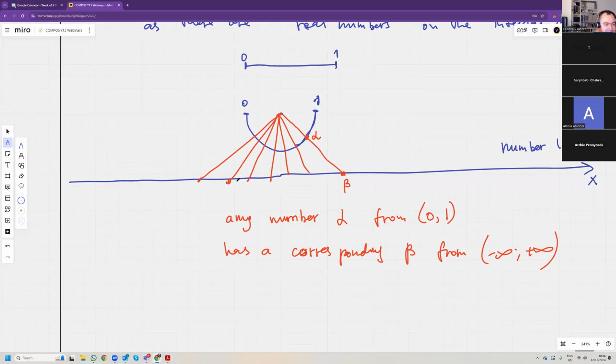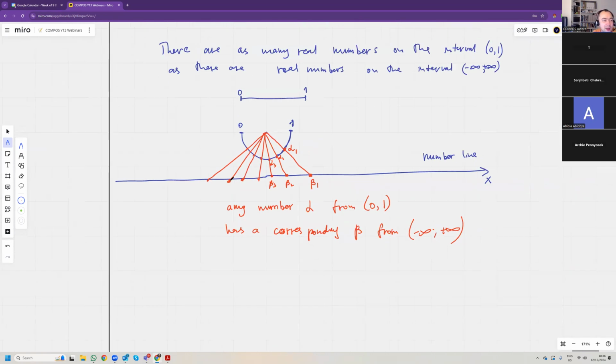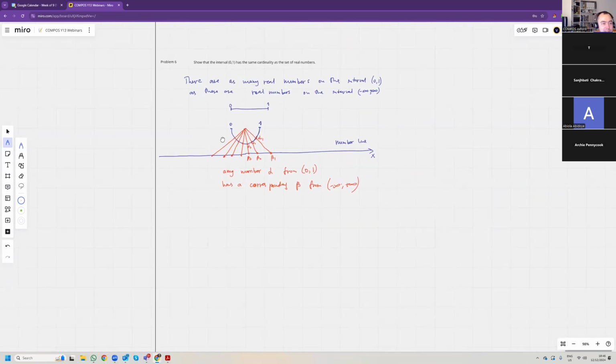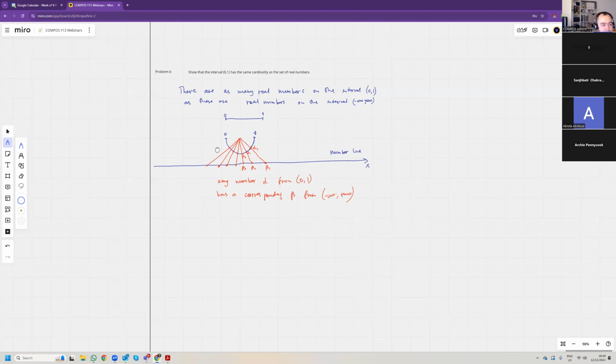So yeah, thank you. Yes, I like that proof as well. Alpha 1, beta 1, alpha 2, beta 2, beta 3, etc. Okay. Same cardinality as the set of real numbers.